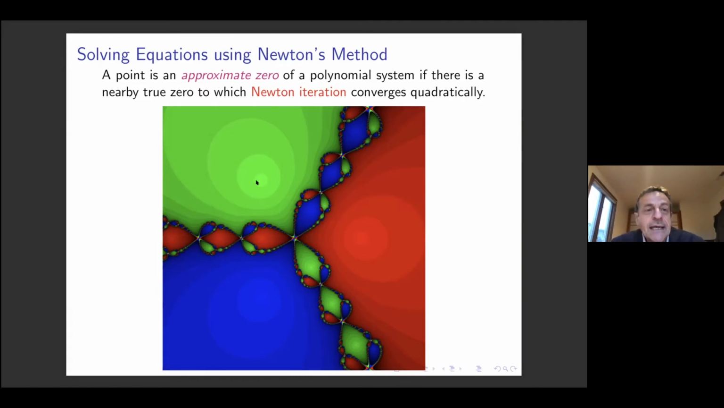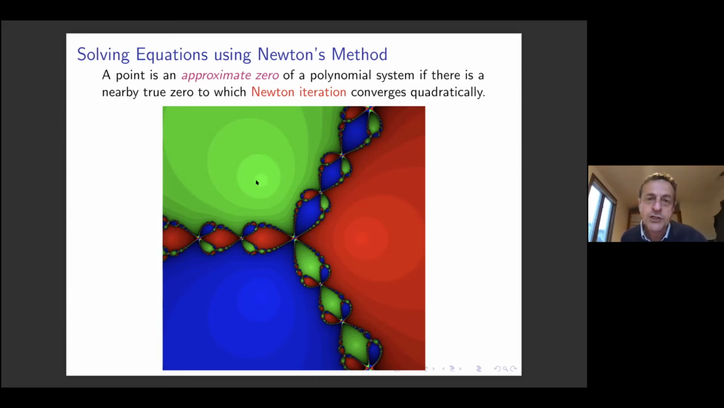I'm going to say a point is an approximate zero of a polynomial system if there's a nearby true zero to which Newton's iteration converges quadratically. So an approximate zero typically will have rational coordinates, right? The true zero will be a real or complex number, an algebraic number, but it won't be a rational number. But an approximate zero will be a floating point number. It will be a rational number.